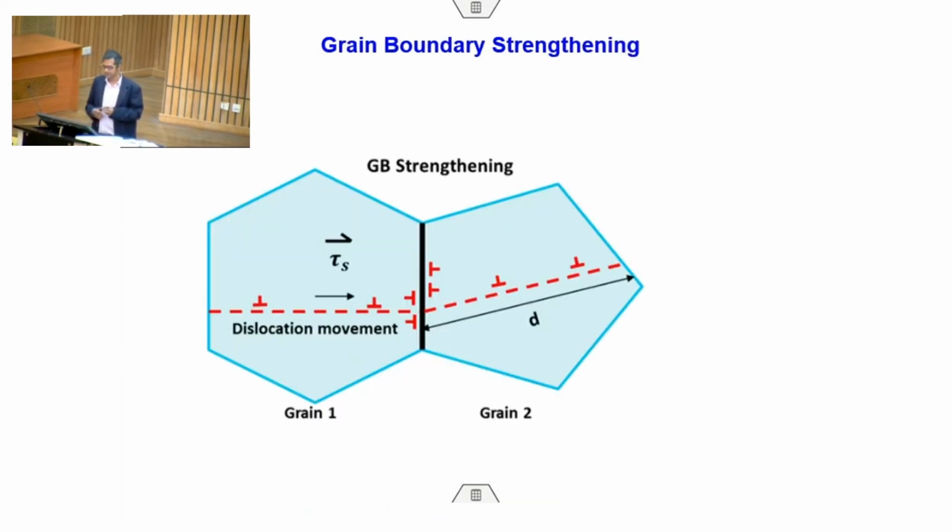Okay. So this aspect leads to a very important concept known as grain boundary strengthening. That means grain boundaries will act as strengthening agents. This is increasing the strength of the material. Grain boundaries are defects, but this defect is leading to an increase in the strength. Why? That is what we will understand here.